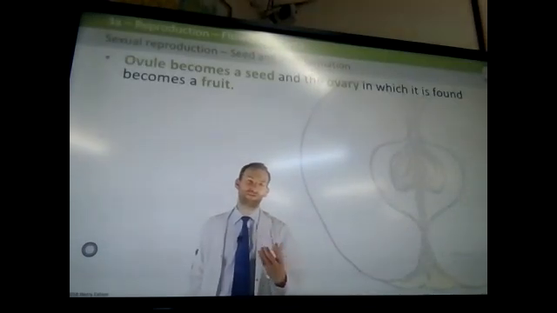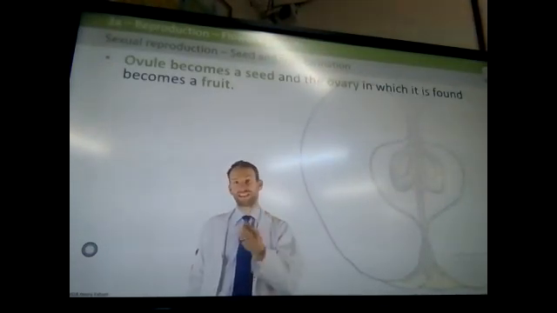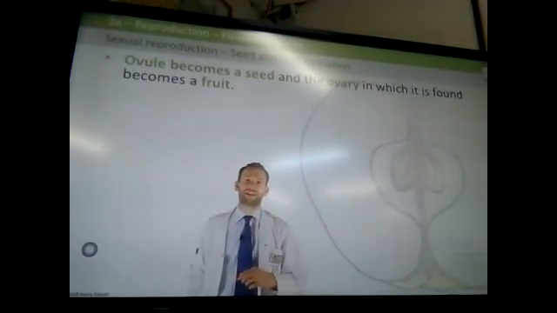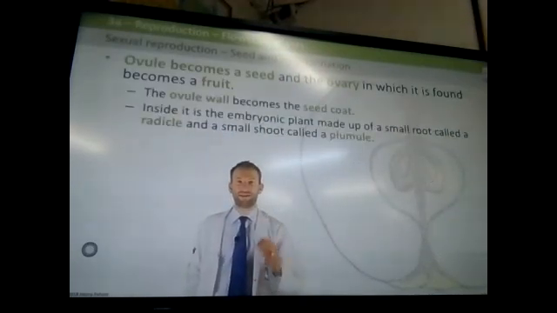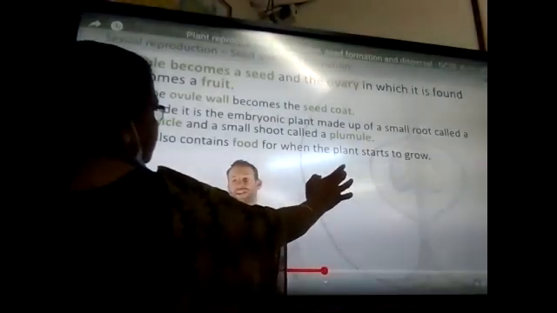So when you look at an apple, what you're actually eating is a plant ovary. You'll notice the seeds inside the apple, which are encased there. And as I said, inside the seeds you've got a baby root called a radicle and a baby shoot called a plumule. They'll also be inside that.